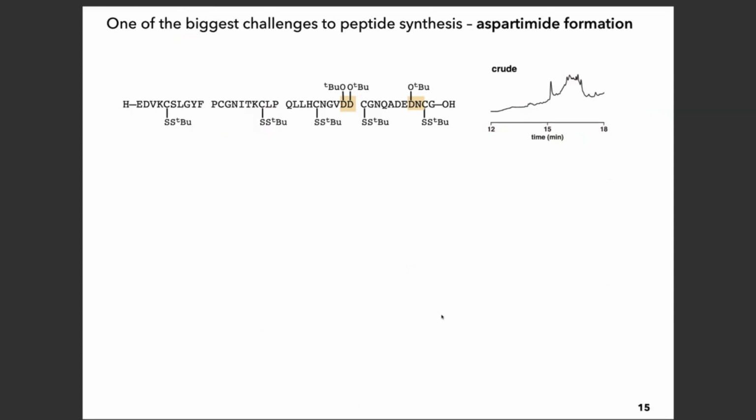And as Marcus alluded to, one of the biggest challenges in making longer peptides is aspartimide formation. So if we look at, for example, a peptide that we were interested in making that has these 3 aspartic acids here, if we just use our standard conditions for Fmoc solid phase peptide synthesis, we end up with a crude peptide that looks horrible, that looks something like this.